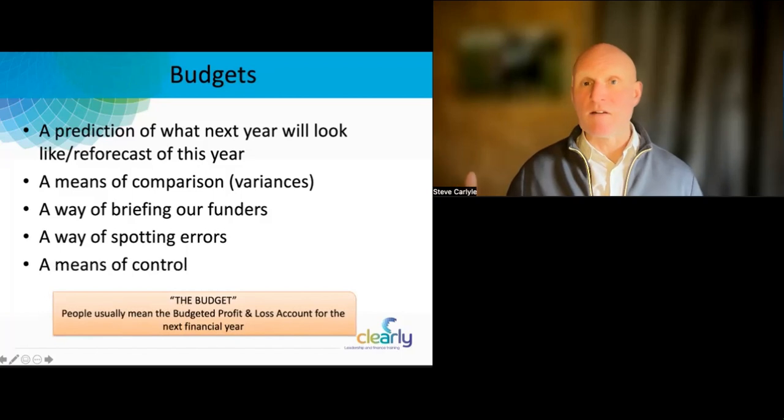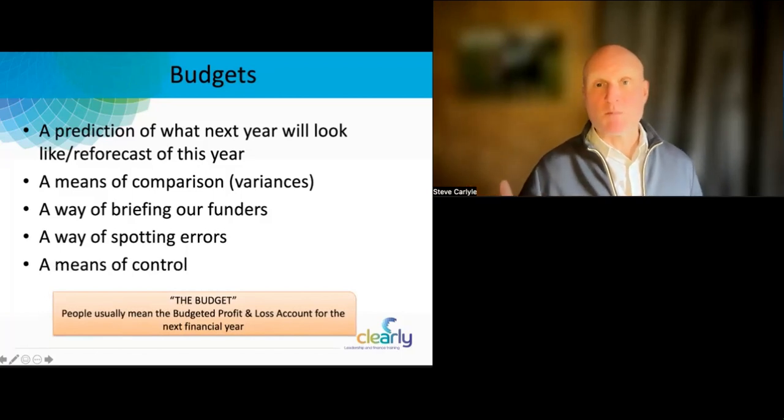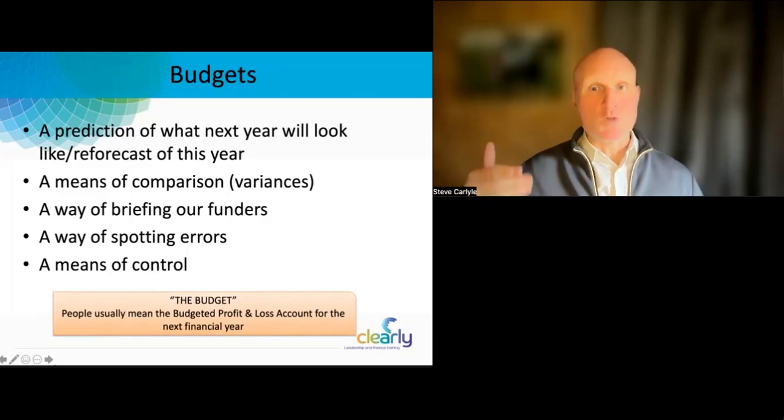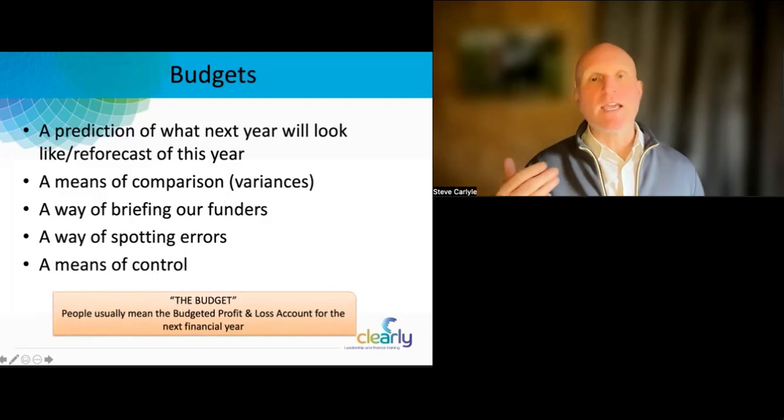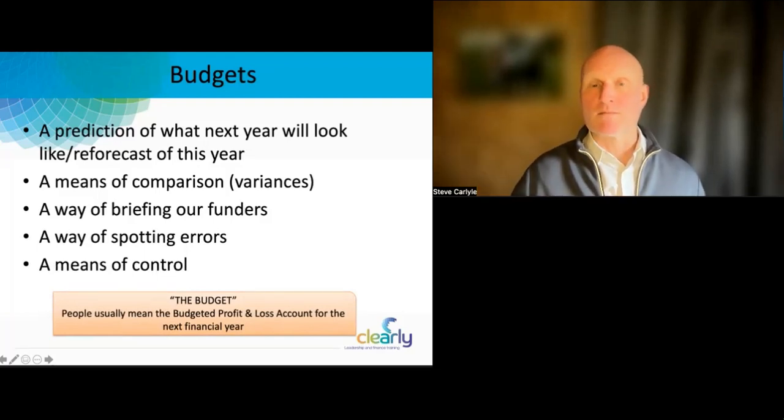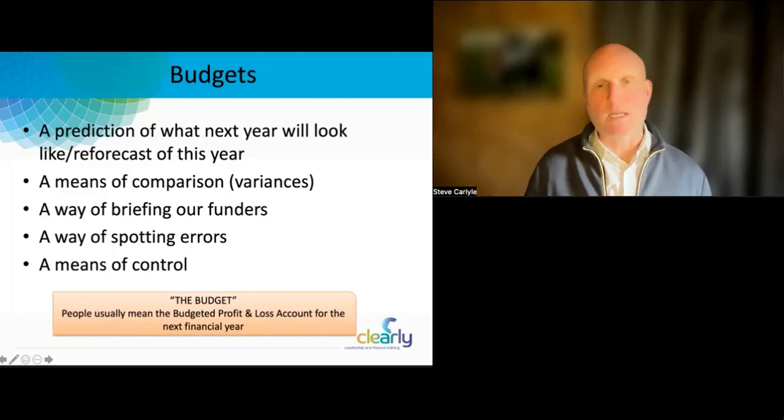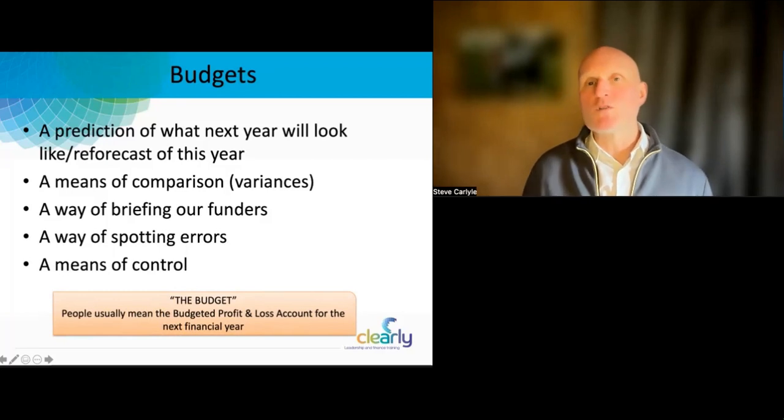I've just put down there at the bottom something very, very important: when people refer to the budget, they usually mean the budgeted profit and loss account. We will usually, as a large organization in particular, do a budgeted balance sheet and, very importantly, a budgeted cash flow. But when people use the term the budget, they almost always mean the budgeted profit and loss account. Just bear that in mind.